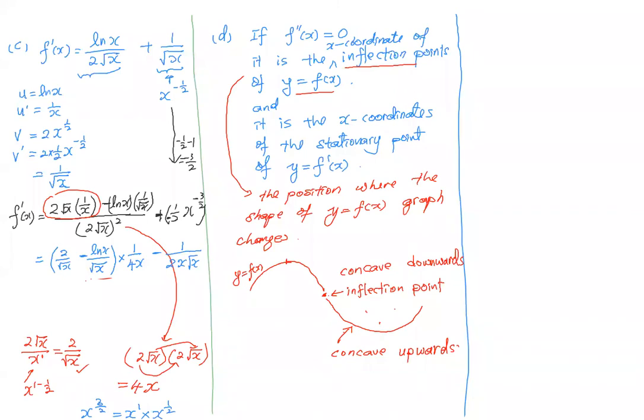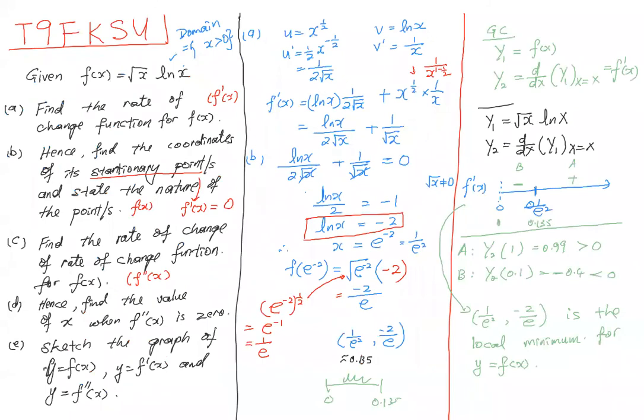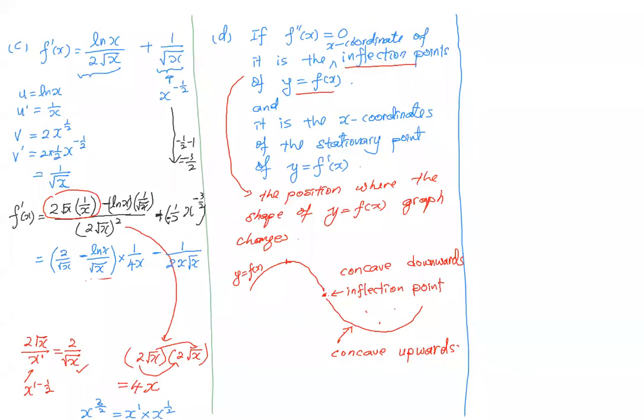Okay. So I'm going to solve it for you. Now we are talking about part D, is it? Hence, find the value of x when f double prime x equals 0. So now I'm going to do part D. This is the explanation, this is the theory part. So for part D, I will say f double prime x equals 0. So this is my f double prime x.